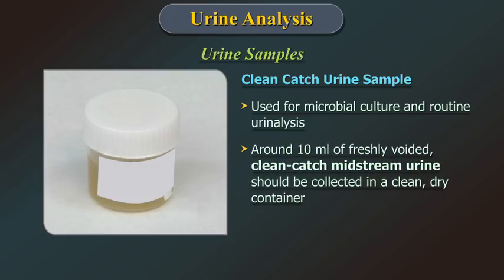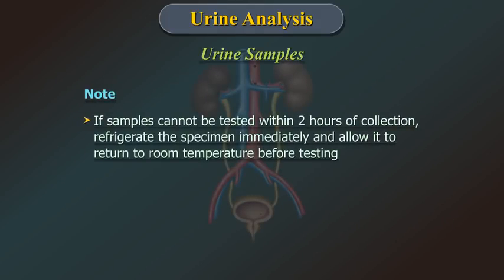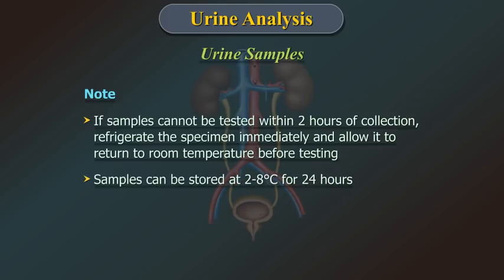Around 10 ml of freshly voided clean catch midstream urine should be collected in a clean, wide-mouth, dry container. A morning specimen is preferred as it is most concentrated. If samples cannot be tested within 2 hours of collection, refrigerate the specimen immediately and allow it to return to room temperature before testing.